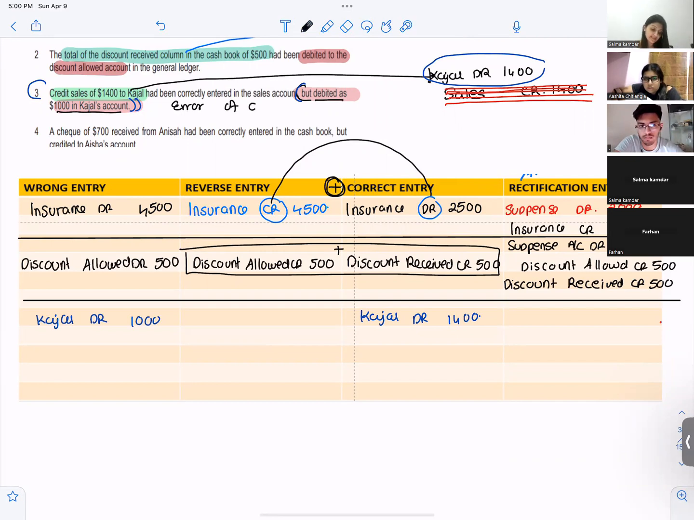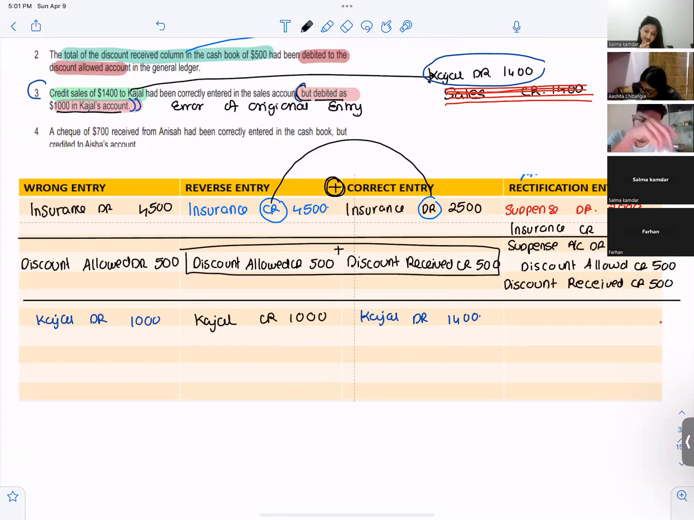No, that's error of original entry. Wrong amount. Error of original entry, wrong amount. So, miss, I got the correct rectification. Can we first reverse it? Yeah, done. It will be Kajal credit 1000.